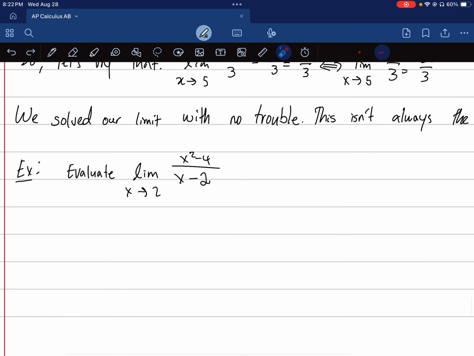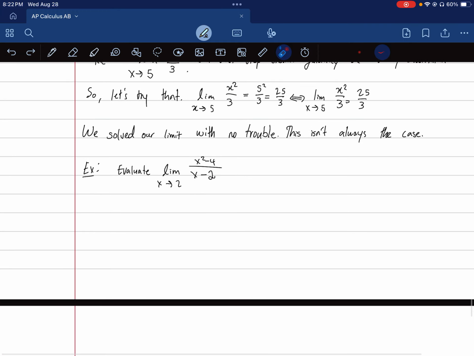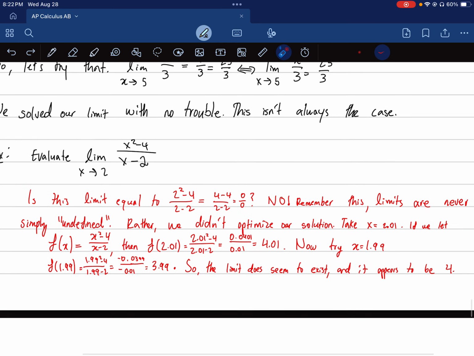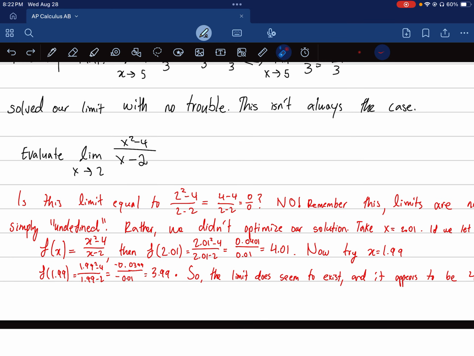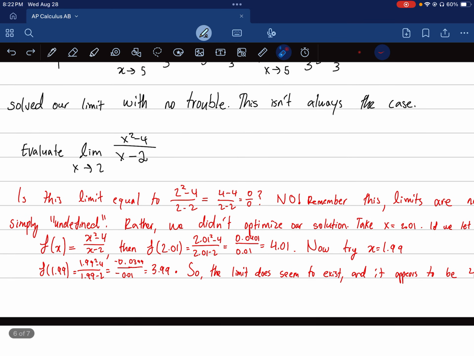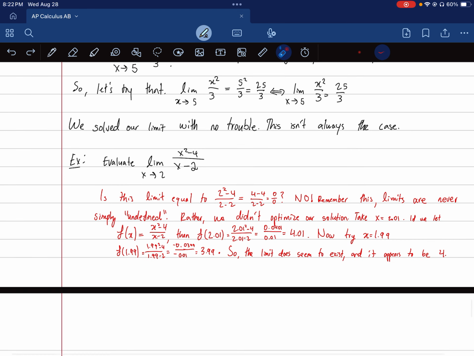So evaluate the limit as x approaches 2 of x squared minus 4 over x minus 2. Can we simply substitute? Is this limit equal to 2 squared minus 4 over 2 minus 2, which is 0 over 0? No. Now, you may be impulsed to just say, oh, the limit is undefined, or the limit does not exist, which you should not say. Limits are never simply undefined. This is just not in their nature.